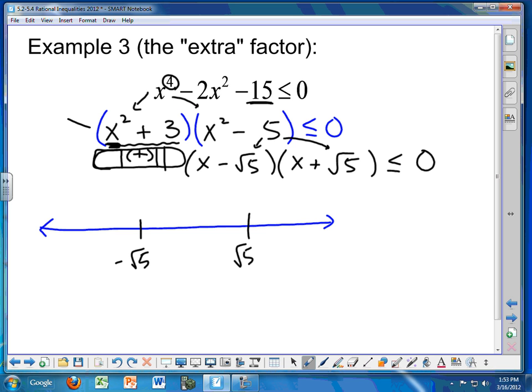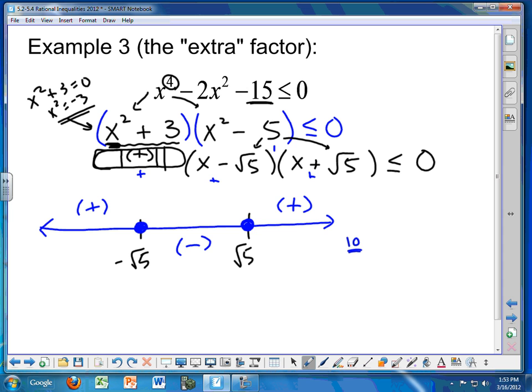Now in the first case, if we were to try to solve x squared plus 3 equals 0, we would get x squared equals negative 3, and that would produce imaginary numbers. This is only a real number line, so we're not going to deal with those. The only answers we're going to have will have to conform to this number line. So let's start to the right of radical 5. If you pick a number like 10 and plug it in, you will get a plus here, a plus here, and a plus here, so you get plus. Then you're going to have a nice alternation of signs, because these are to the first power.